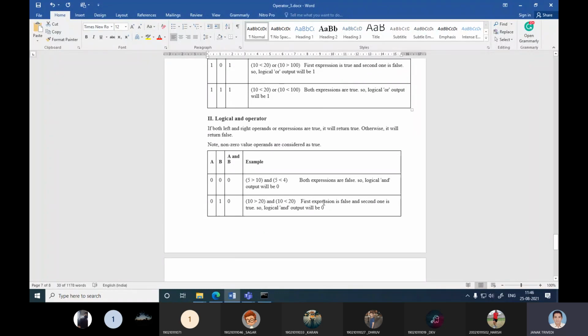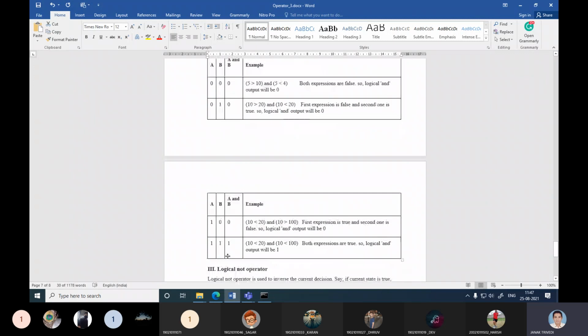Then the logical AND operation. In an AND operation, only when both the conditions are true is the answer 1. So 0 0 gives 0, 0 1 gives 0, then 1 0 also 0, but for 1 1 the output will be 1. So 5 greater than 10 and 5 less than 4, both expressions are false, so the logical AND operation will be 0. 10 greater than 20 is false, 10 less than 20 is true, but false and true gives output 0.